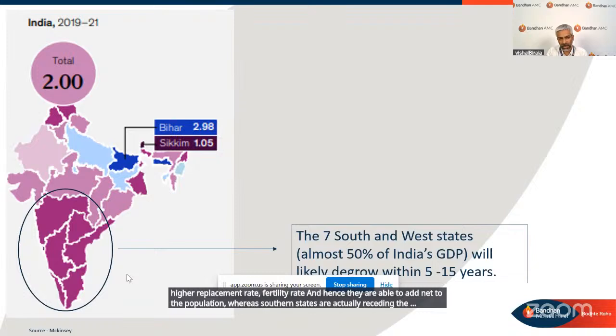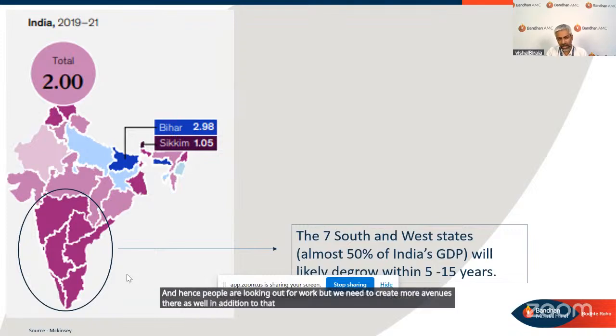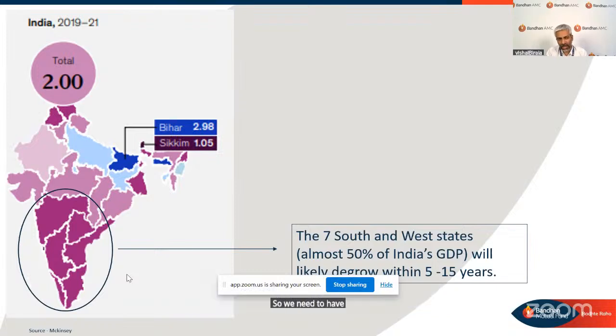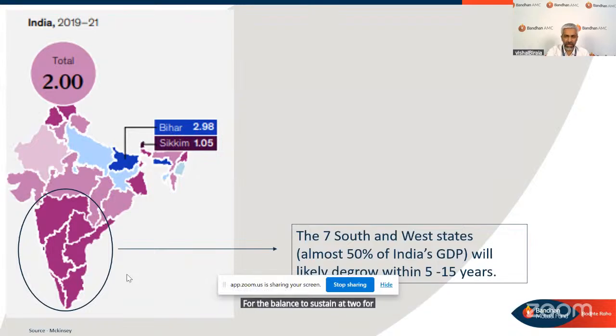Their population is actually in decline, and hence people are looking out for work. But we need to create more avenues there as well, in addition to the migration that we are seeing across the country. So we need to have a slightly higher fertility rate in the southern states and slightly lower fertility in UP and Bihar, for the balance to sustain at 2 for India as a whole.